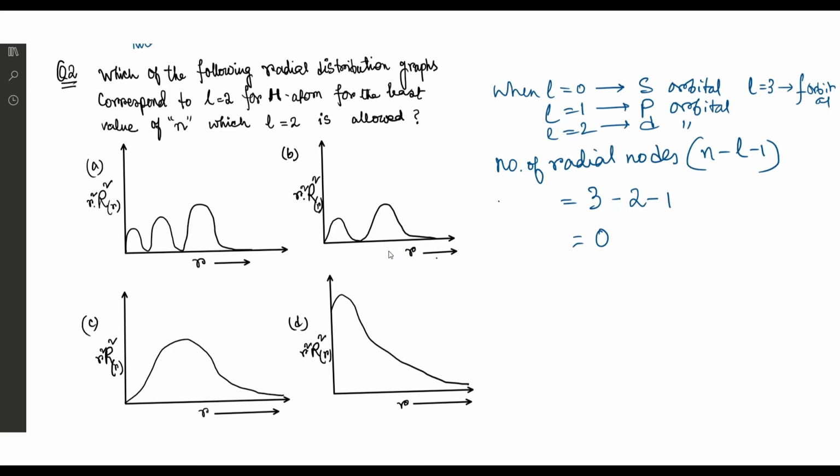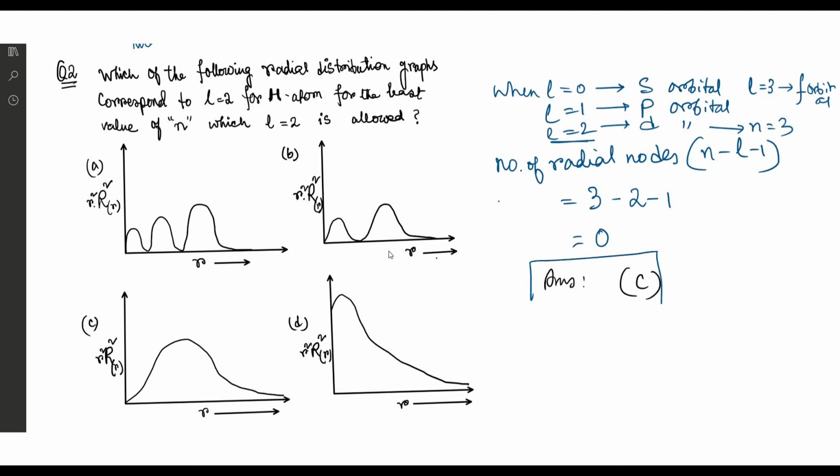So here the question says, which of the following radial distribution graphs correspond to L is equal to 2 for hydrogen atom for the least value of n. So the least value of n for L is equal to 2 should be 3, right? That is why I am writing 3 minus 2, the value of L being given 2. According to the formula n minus L minus 1, 3 is the least value of n for which L is equal to 2. 3 minus 2 minus 1, so we get the result 0. Therefore our correct option is which graph? Option C, because here is no node.